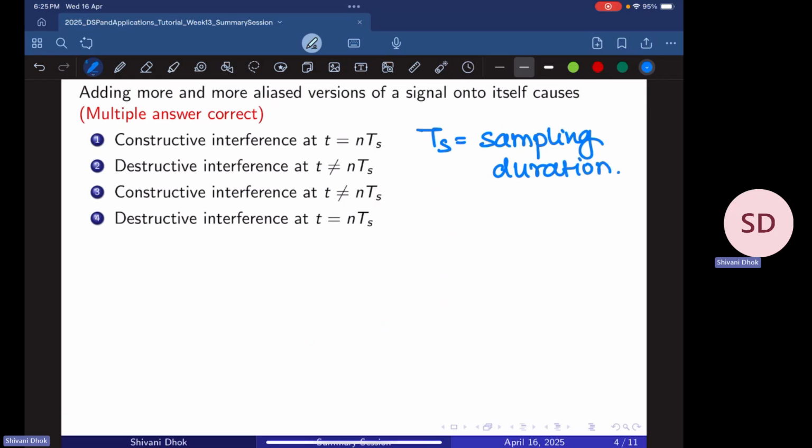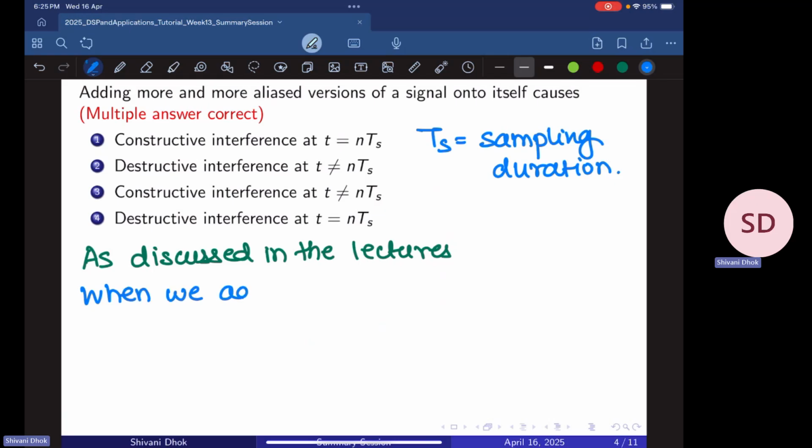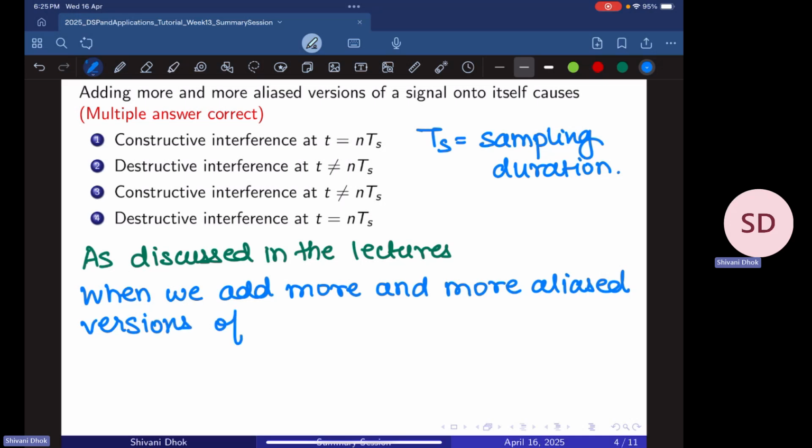And we have seen this in either week 2 or week 3, as discussed in the lectures, and it was given as a challenge to show mathematically if this holds. I'm not going to go into details of that. As discussed in lectures, when we add more and more aliased versions of a signal onto itself.